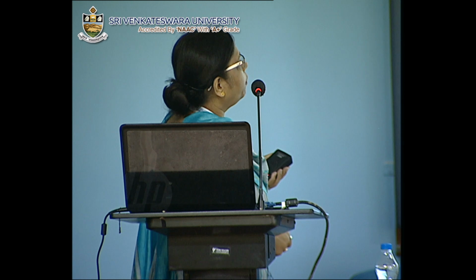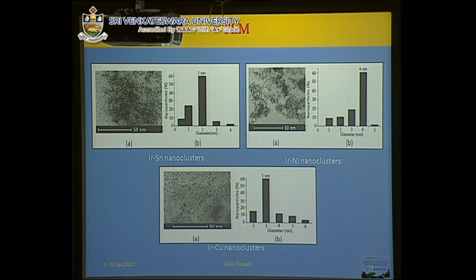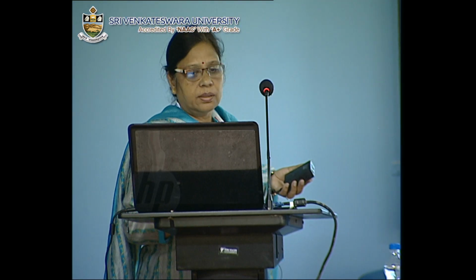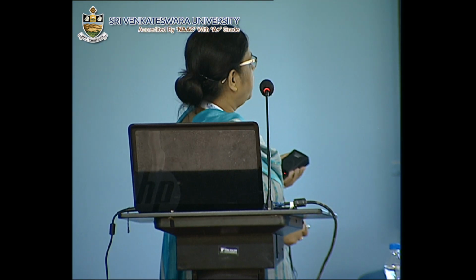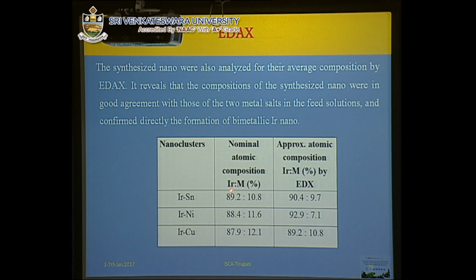Then the size of the nanoparticles was determined by transmission electron microscopy. The TEM images show that the particle size for iridium tin is 2 nanometer, and this is for 4 and this is for 3. So we can say that the particle size is between 2 to 4 nanometer. Then EDX was performed, and it shows that the nominal atomic composition which we had initially taken was 89 to 10.8%, and the same is calculated by the EDX.